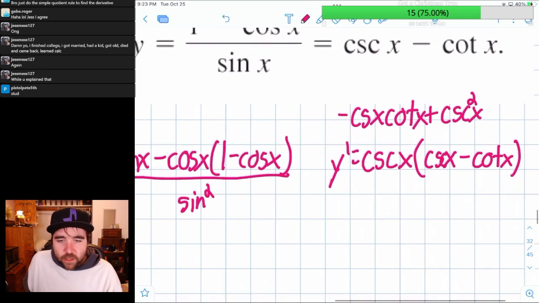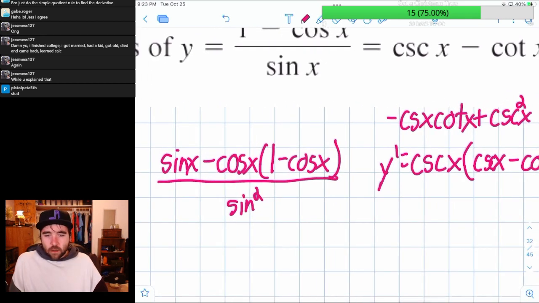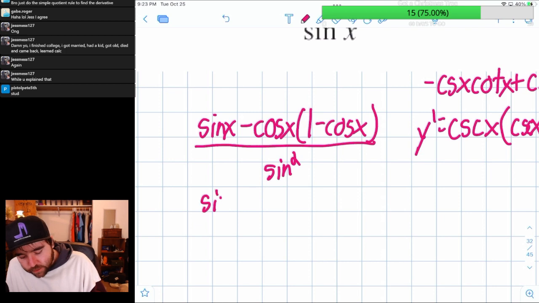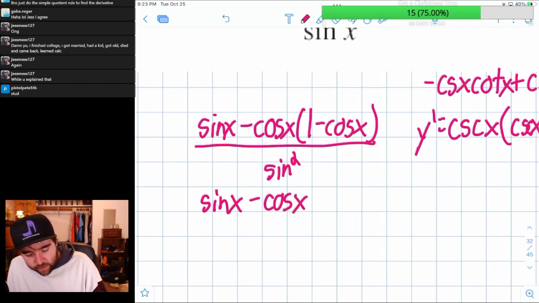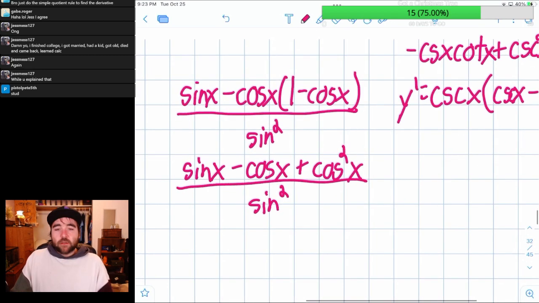I think this makes sense. So what are we going to do now? Let's see. What's going to make the most sense to do now? I'm going to go with my first instinct. We're going to distribute that cosine of x. So we're going to distribute the negative cosine of x. So that's negative cosine of x, and then we're going to have plus cosine squared of x, and all of that is going to be over sine squared.